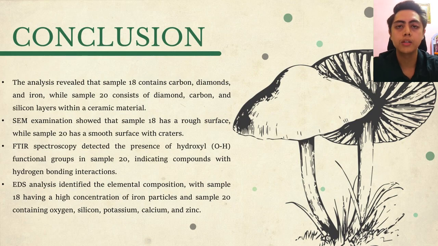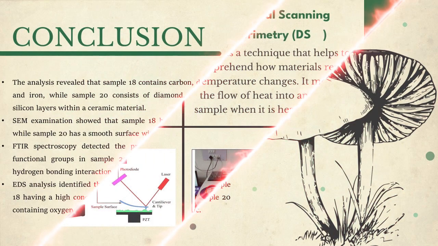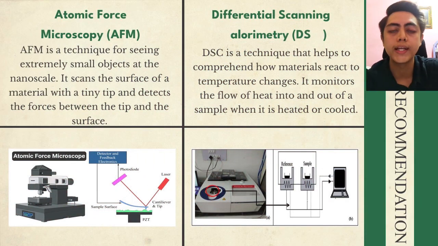the elemental composition, with sample 18 having a high concentration of iron particles and sample 20 containing oxygen, silicon, potassium, calcium, and zinc. Next, I will propose two techniques that are not owned in our lab that can also characterize the materials, which are AFM and DSC.